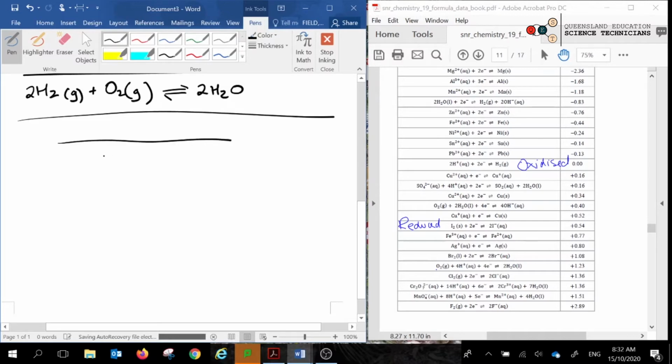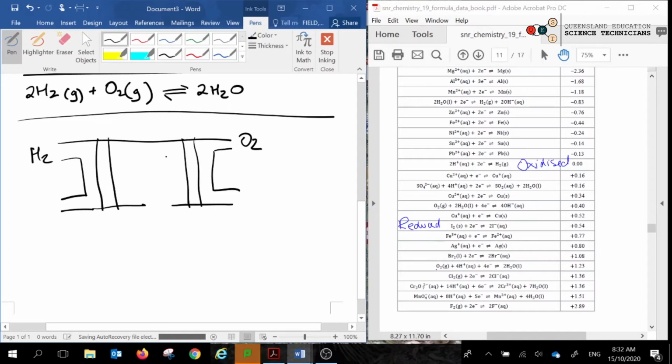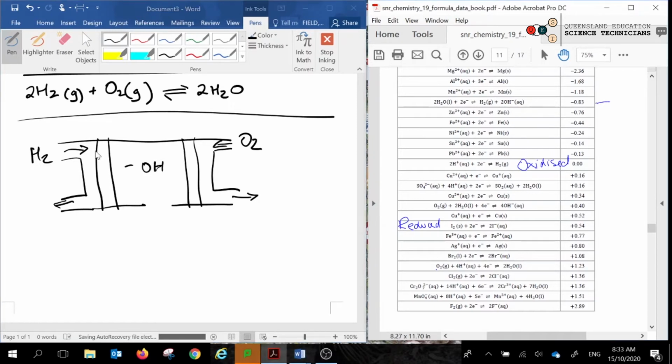The other conditions I can have is if we have basic or alkaline conditions. So in this case, I have hydroxide ions. Now again, we always start with our oxidation because we need those electrons. So my hydrogen is coming in, and in this case, I need to find a hydrogen that also has an OH. So we're looking for the hydrogen on the oxidation side. So we have this one here.